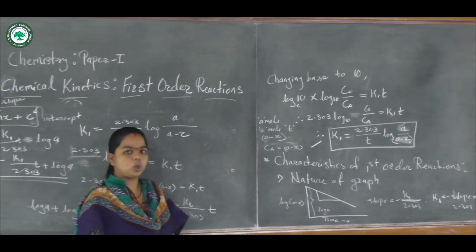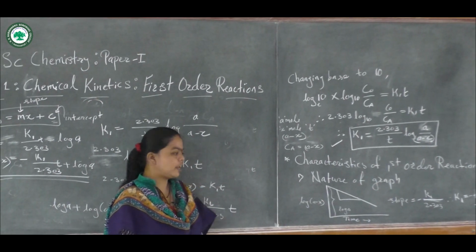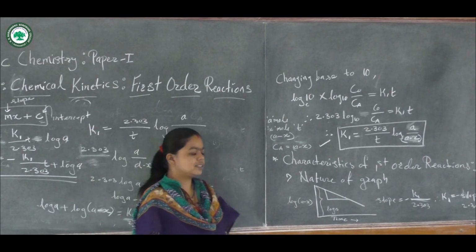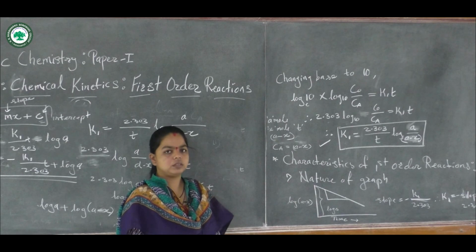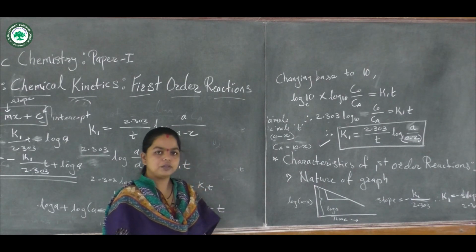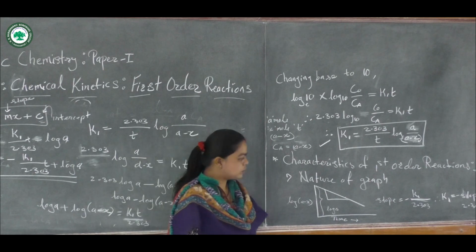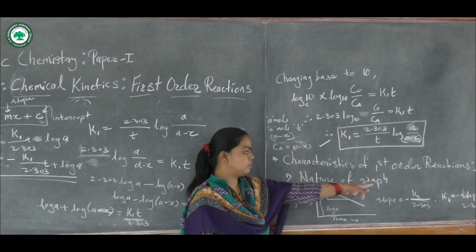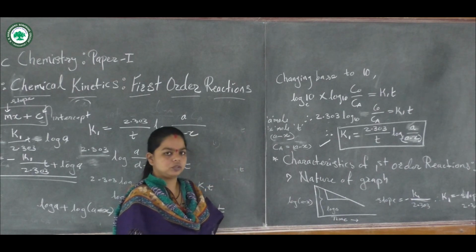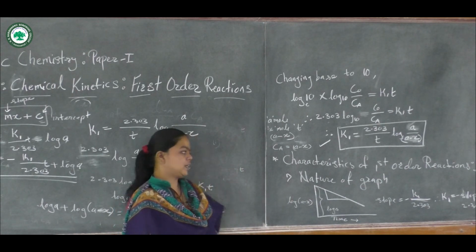Now from this slope we will get the value of the first order reaction constant, that is K1, if we plot the graph. So by the graphical method we can determine the first order rate constant from the slope, that is K1 can be calculated as minus slope into 2.303. So this is the first characteristic.